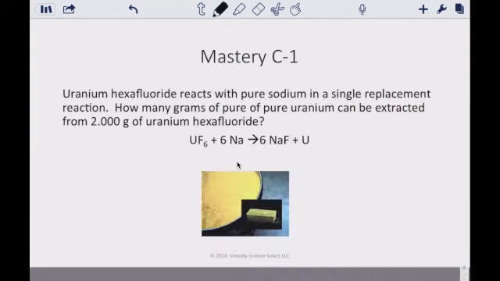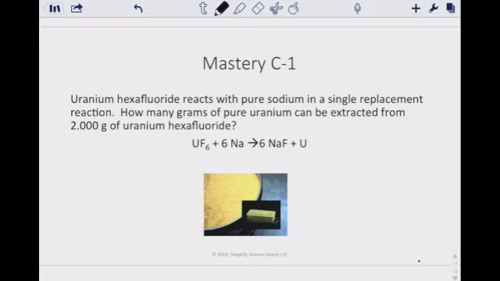So let's look at an example here. Uranium hexafluoride reacts with pure sodium in a single replacement reaction. We can see down here that it says how many grams of pure uranium can be extracted from 2 grams of uranium hexafluoride. So we have grams of uranium, and we have 2 grams of uranium hexafluoride. In the equation, here's uranium hexafluoride, and here is our pure uranium, right there. Remember, the first thing we always write down is our mole ratio. So let's go ahead and do that.